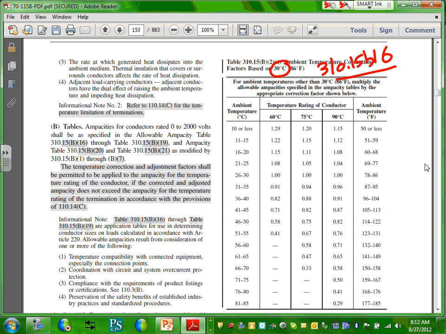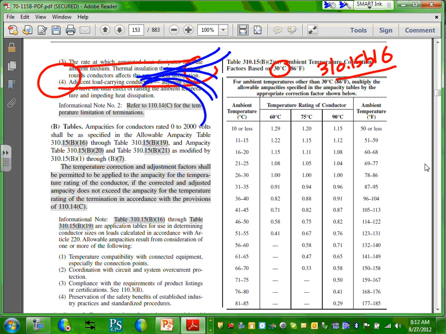Let's take a derating problem and see how we're going to size that derating problem. For derating purposes, I'm going to use how much current a conductor can carry. Here's my example. Here's my conduit, and I have conductors inside this conduit. They're all phases, all 3 phases.